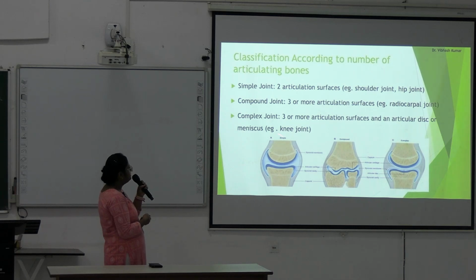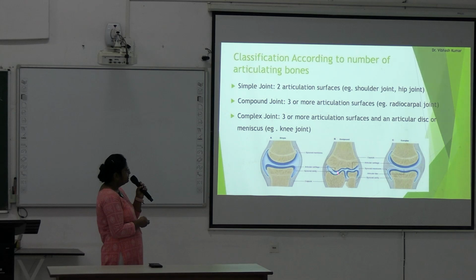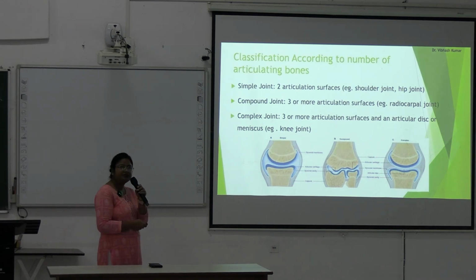See here, this is a simple type of joint, 2 articular surfaces, 1 synovial cavity. Here this is a compound type of joint, where 3 bones are taking part. In this elbow joint, see, the lower end of the humerus, radius and ulna, 3 bones are taking part in formation of the elbow joint. So this is a compound type of joint. Then here is the knee joint. See this projecting cartilaginous part, these are the menisci which divide this synovial cavity into 2 compartments, superior and inferior compartments. So this is a complex type of synovial joint.